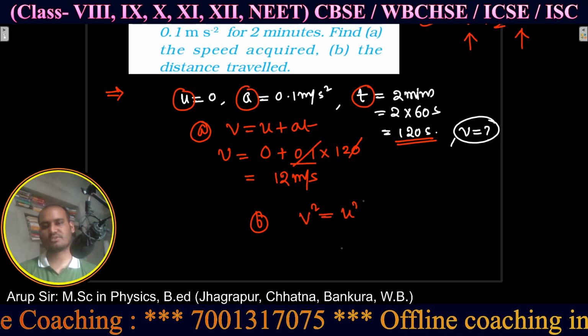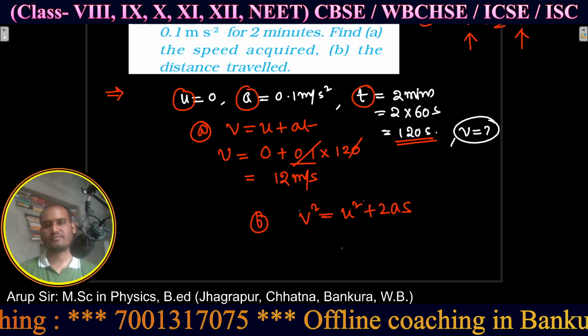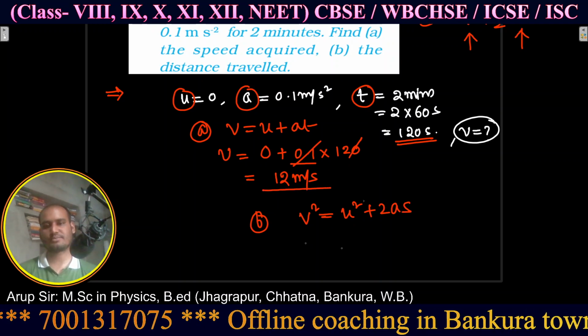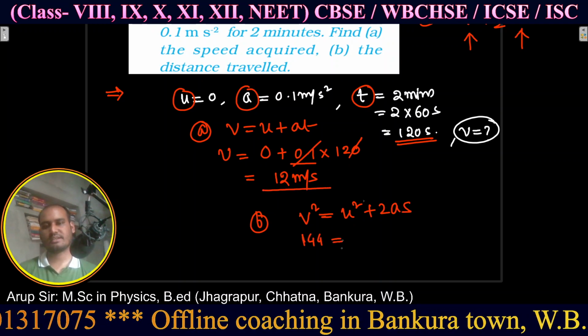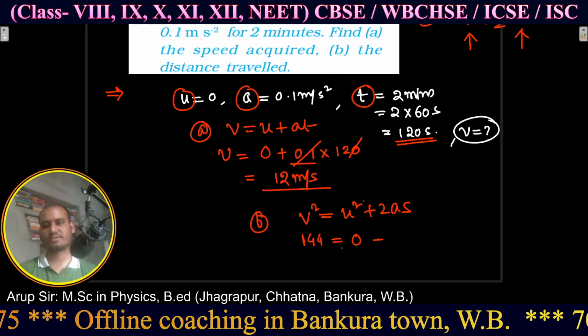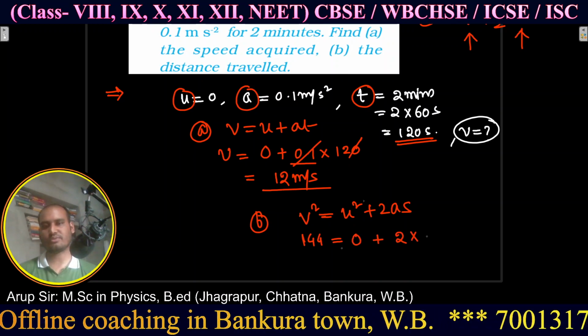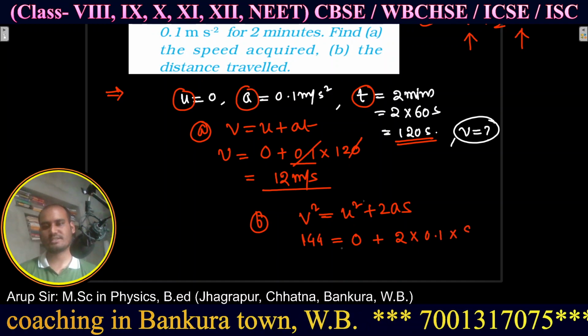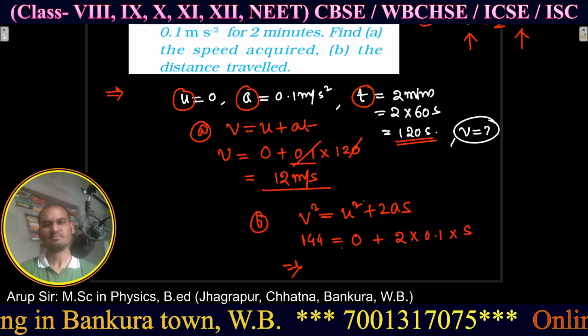V square equals to u square plus 2as. V is how much? 12. So 12 square is 144, equals to u square, initial velocity is 0, plus 2 into a into s. A means 0.1, s means s. We need to find out s.